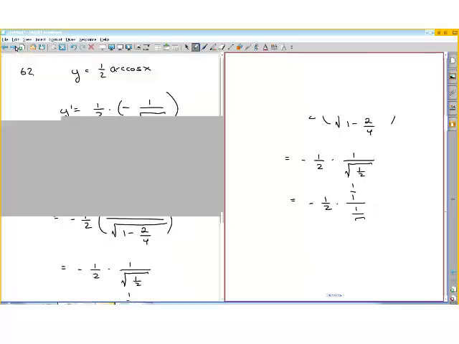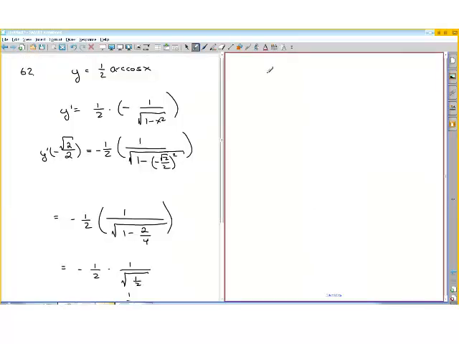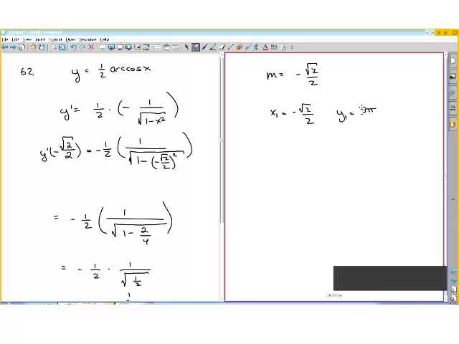Now that we have the slope, we'll call m the slope, which is negative square root of 2 over 2. That makes sense if you look at the figure on problem 62. It is negative because it's decreasing as x gets larger. X1 is equal to negative the square root of 2 over 2. Y1 is given as 3 pi over 8, which we could calculate.